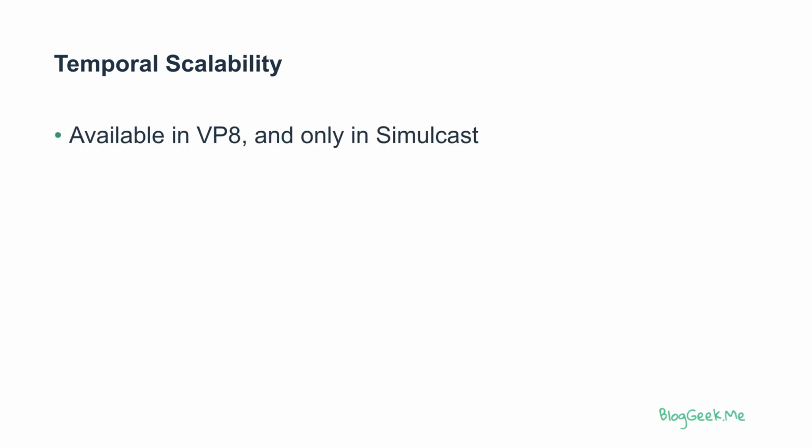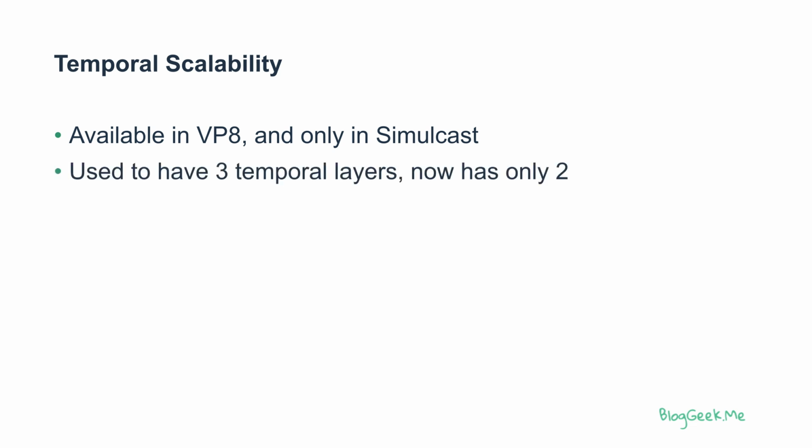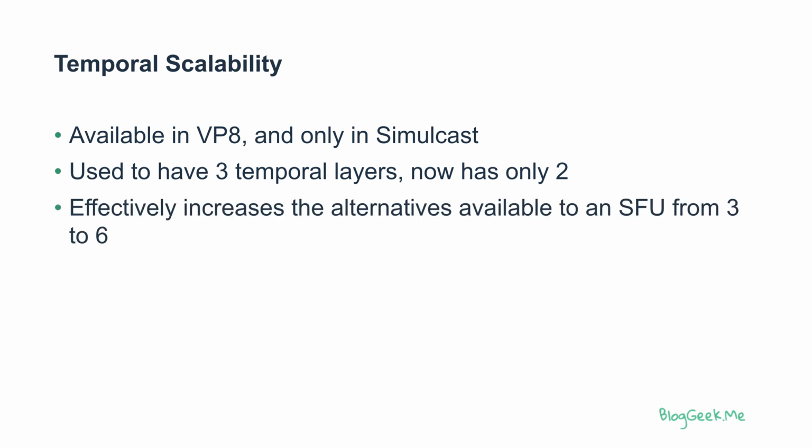Temporal scalability is available in VP8 and only in simulcast. In VP9 and AV1, you'll have SVC, scalable video coding, which includes temporal scalability, but as part of SVC. So VP8 has temporal scalability in simulcast. It used to have in the past 3 temporal layers, but now it has only 2. Google decided to change the implementation to support only 2. It effectively increases the alternatives that are available to an SFU from 3 to 6.